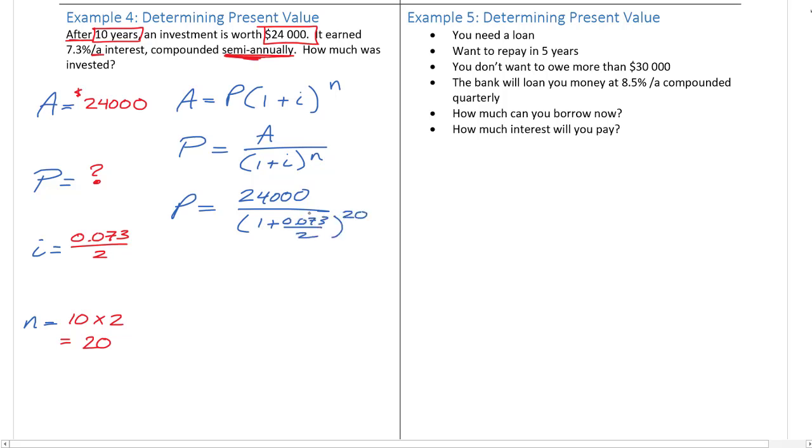So now you've got to be careful here. What you're going to want to do, if it were me, I'd do this first: 0.073 divided by 2. Then I would add 1 to it. Then I do it to the power of 20. Then I take my calculator and go, what's 24,000 divided by my previous answer, using that button on my calculator, and I'd get my answer. And we're going to end up with 117,017. There you go. Wait, do I have that right? Hang on, do I have the right amount of numbers? Yeah.